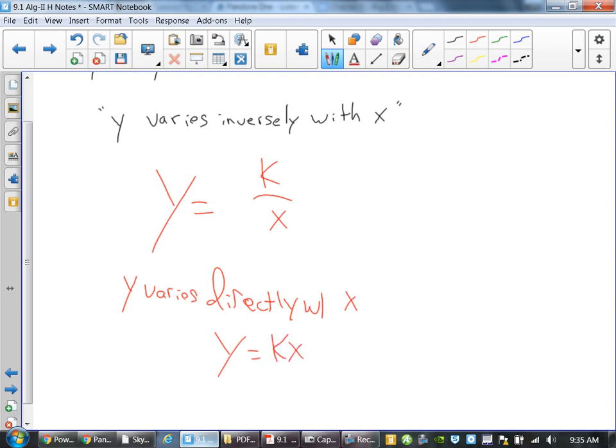So if y varies directly with x, we just say y equals k times x. How we are able to set these things up is basically we're going to take equations and get y by itself to see if it's going to be a direct variation or an inverse variation. Getting y by itself, with the things we're looking at today, is maybe one or two steps. It shouldn't be anything crazy whatsoever.